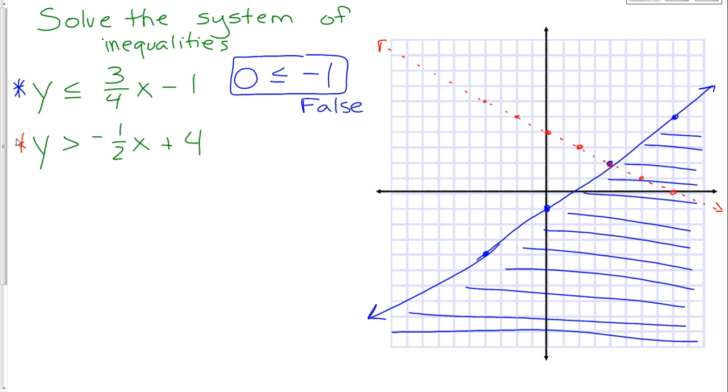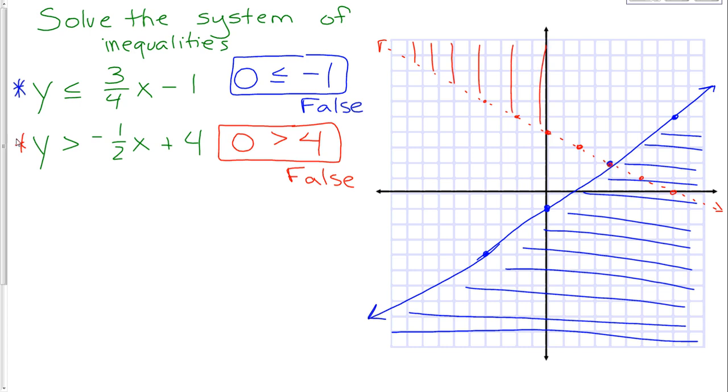Once again, we're going to use the test point 0, 0. So you've got 0 is greater than a +4. That once again is false. So because it is false, we shade the side that does not have 0, 0. So we're going to shade up here. Shade these with vertical lines.